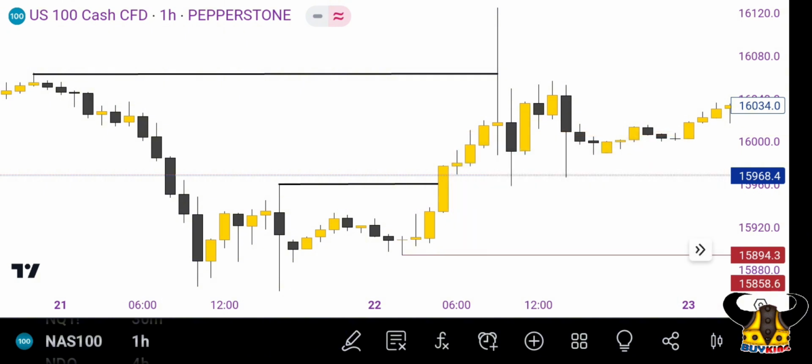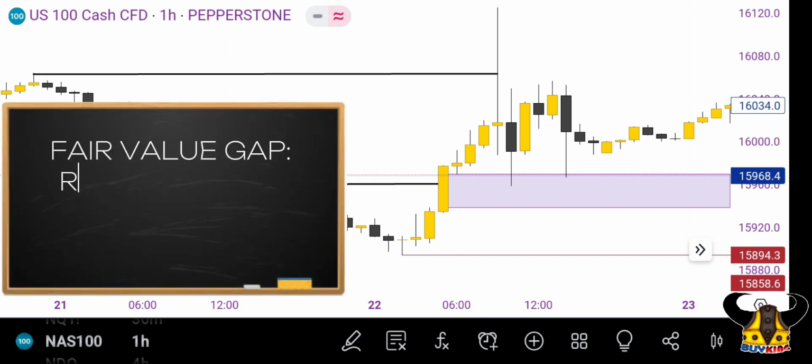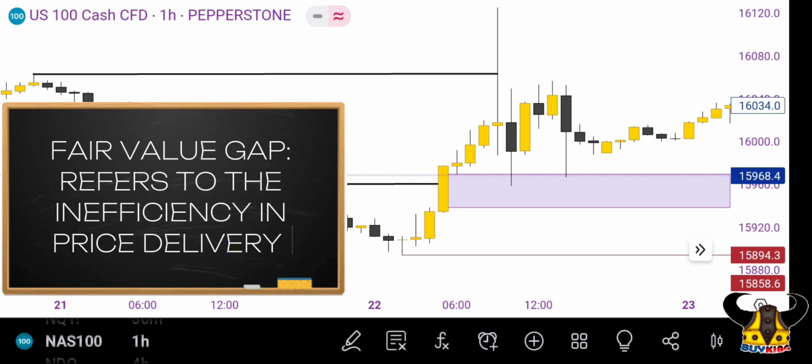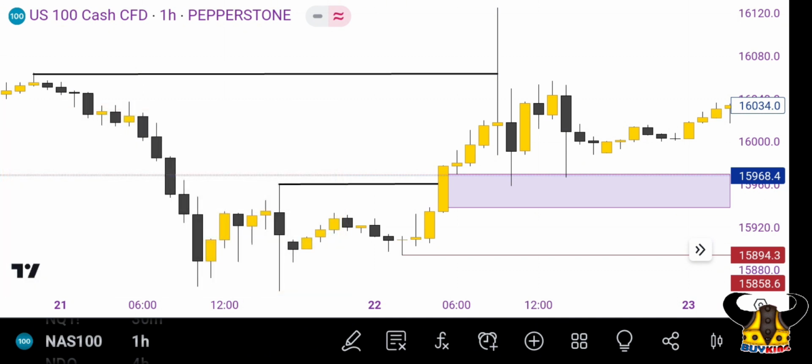And what do you see on this time frame? What did I see that prompted me to take that buy? A fair value gap. If you don't know what a fair value gap is, be sure to check out our video dropping soon detailing everything you need to know about a fair value gap. But for the sake of this one, write this down too. A fair value gap refers to the inefficiency in price delivery. You see that gap between those two wicks? That's a fair value gap.